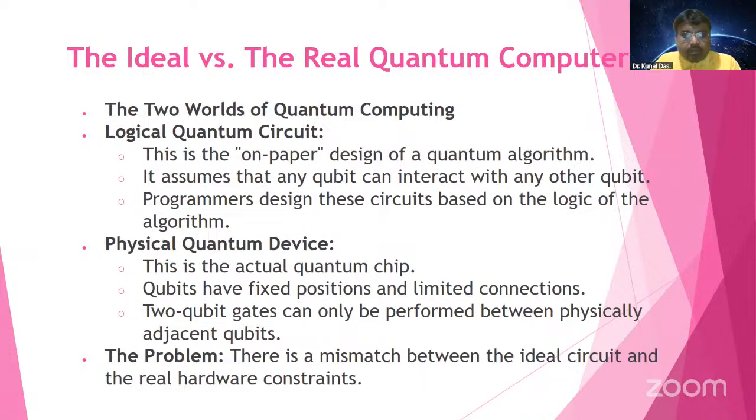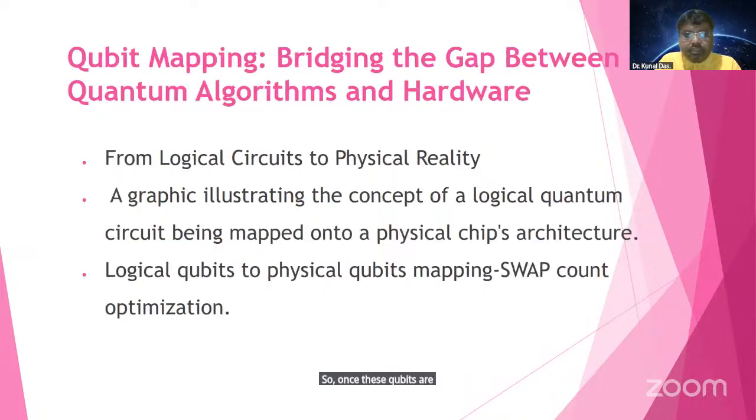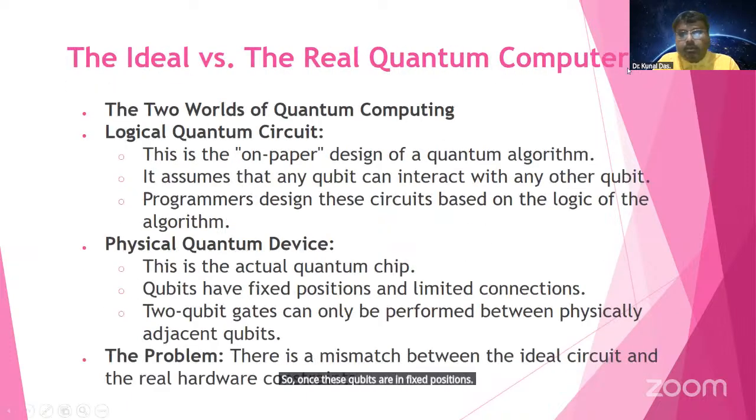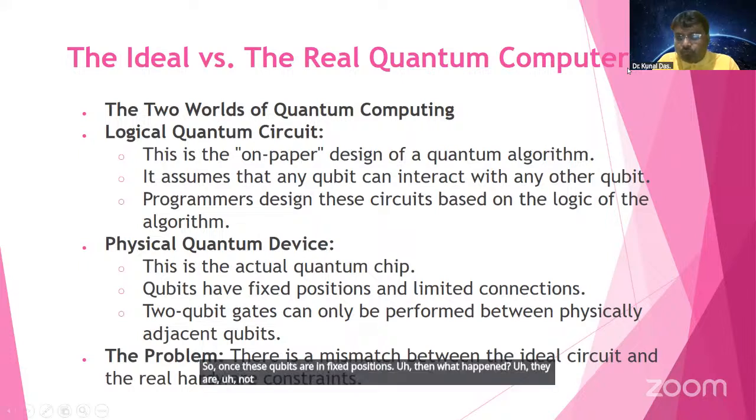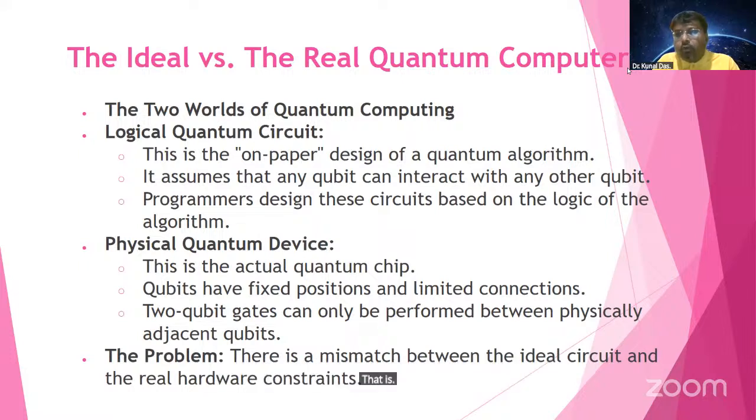Now, what is over there? The actual qubit in a chip. The qubits have fixed positions and limited connectivity. Once the qubits are at fixed positions, they are not able to move. That is, you need to propagate your information from one qubit to another qubit, right? Because the qubit has a fixed position.